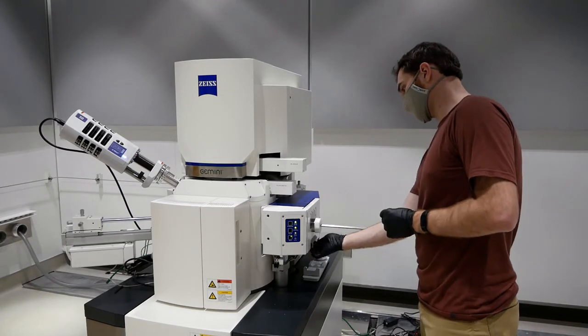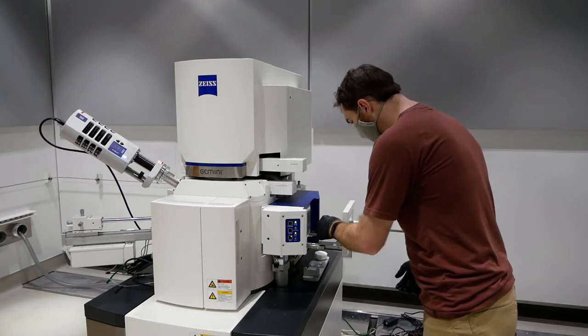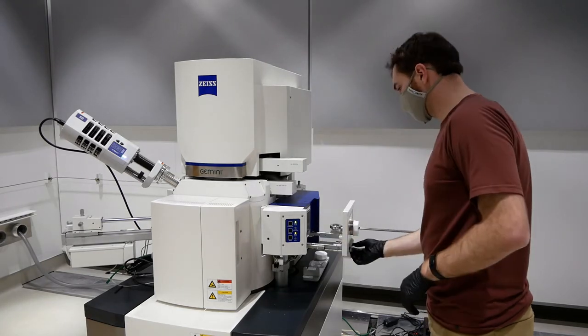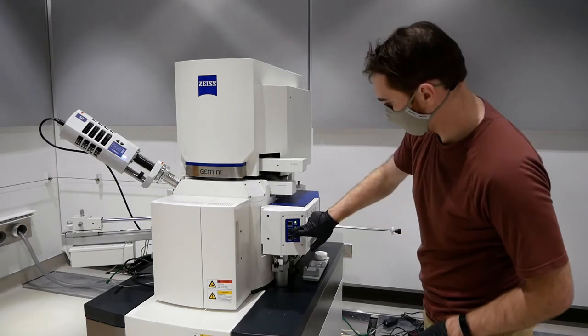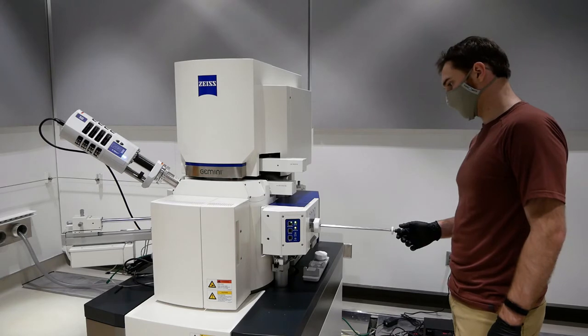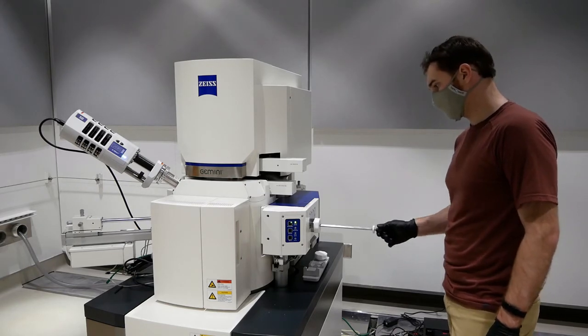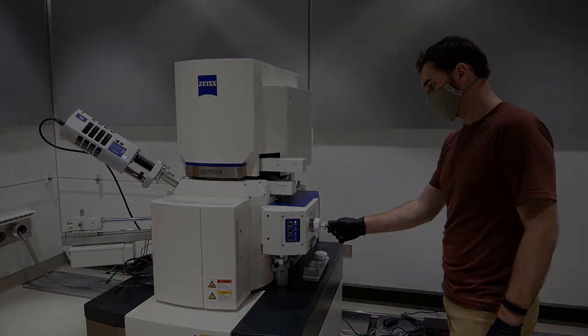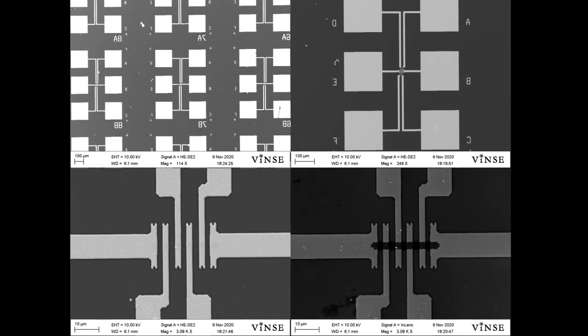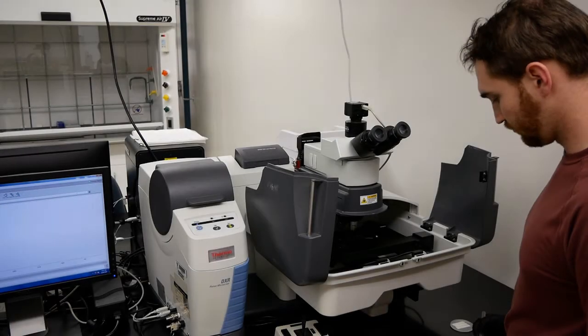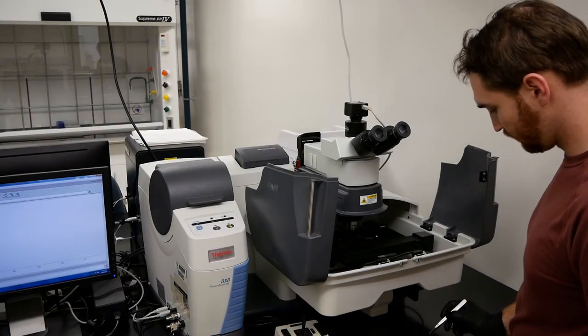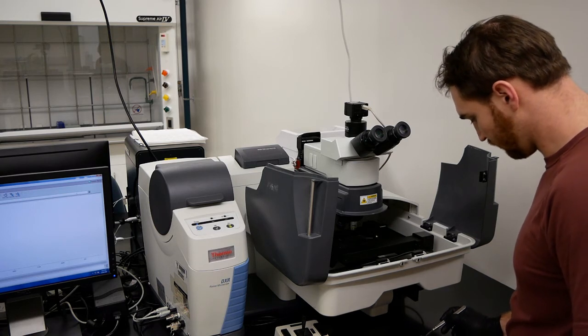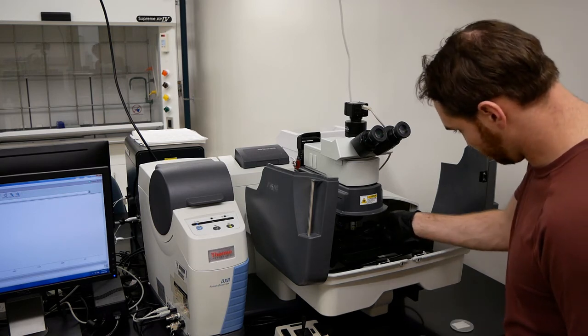Scanning electron microscopy, or SEM, is used to image the device. This allows us to verify the graphene and electrodes are the expected size and shape, the chemical composition of the system is as expected, and identify the number of layers in the graphene sheet. Raman spectroscopy can also be used to identify the thickness of a graphene sheet.